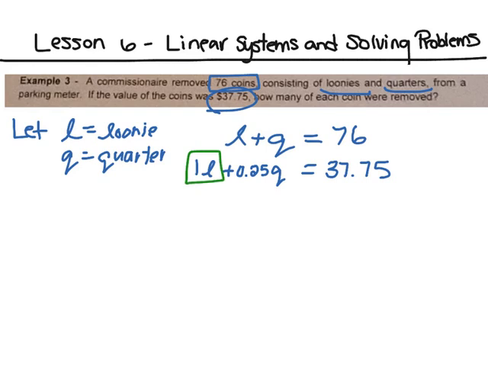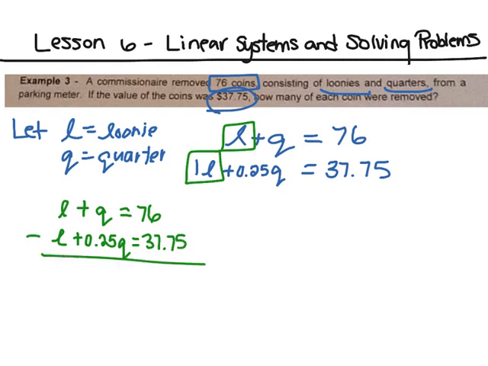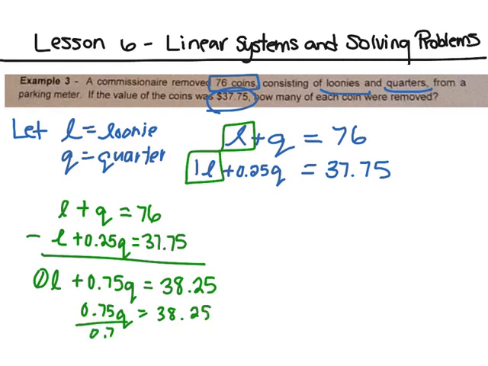We have an L and an L, so it's easy to use elimination. So L plus Q equals 76, and L plus 0.25 Q equals 37.75. We want to subtract to get rid of our L's, so L minus L is 0L. Q minus 0.25 Q is 0.75 Q. And 76 minus 37.75 is 38.25. So 0.75 Q is 38.25. Divide by 0.75, and Q is equal to 51.